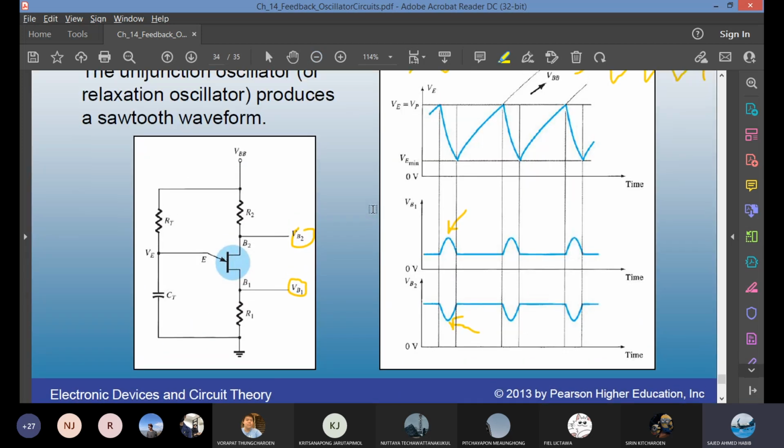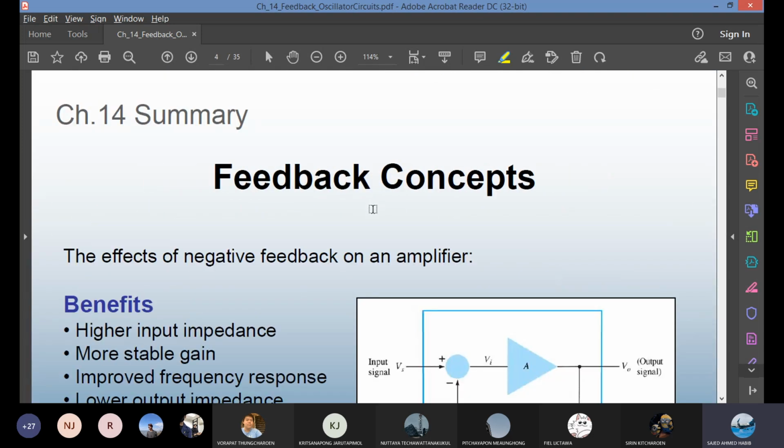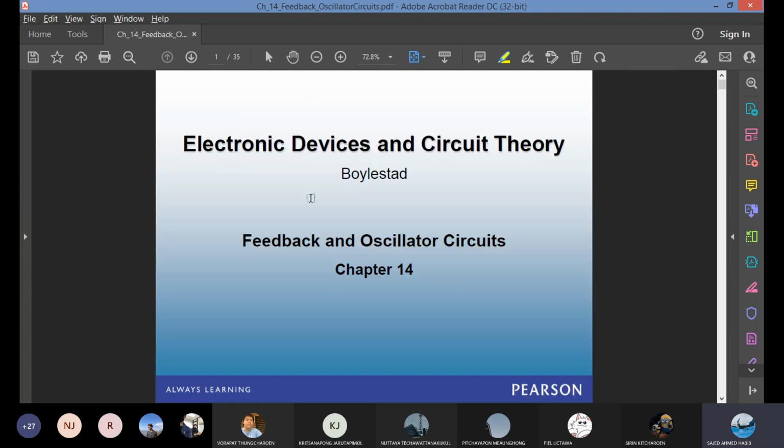The last two types of oscillators, crystal and unijunction oscillator, are more like descriptive topics. You should be able to describe at least the basic fundamentals. Now, if I go back to the beginning of our feedback and oscillator chapter, let's quickly recap the concept.